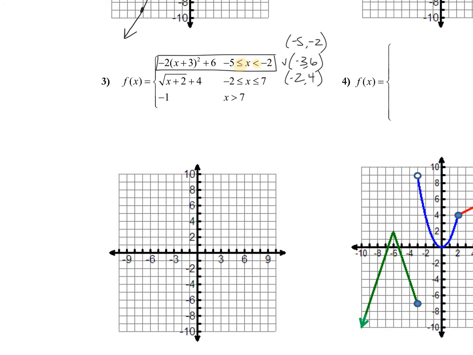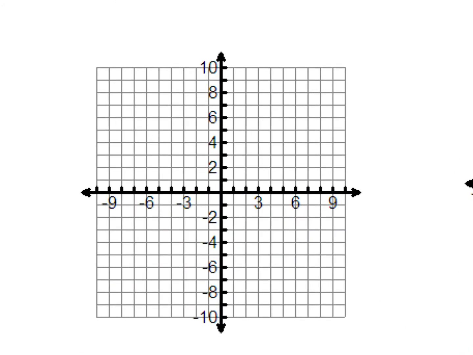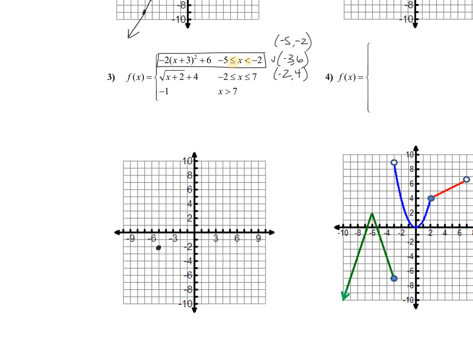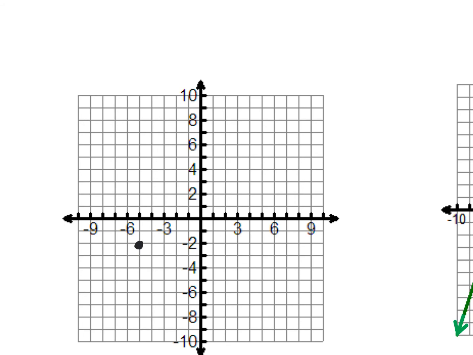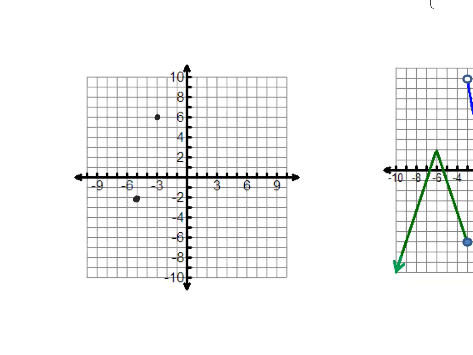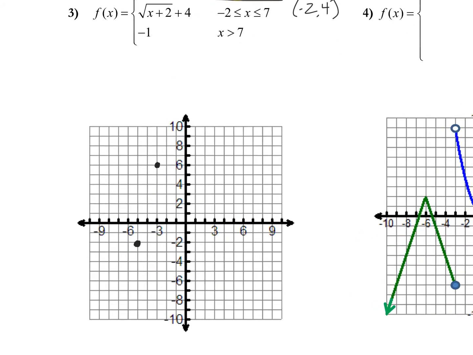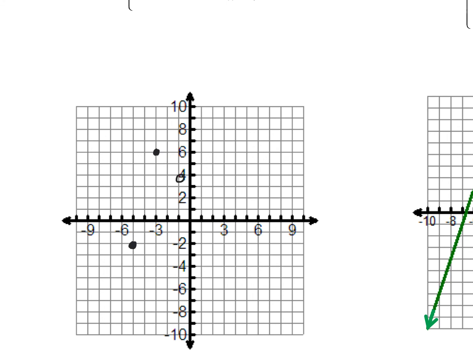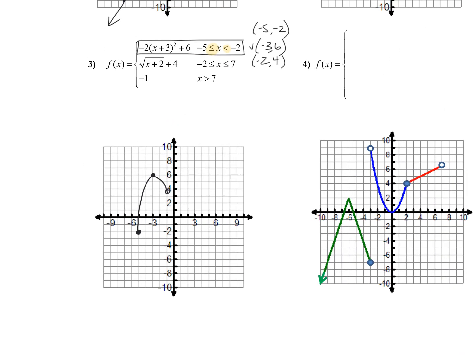So let me graph that. The -5 is a closed circle, -5, -2. I have a vertex of -3, 6. And then -2, 4 is an open circle. Okay, cool. That looks like a good looking U shape to me. So that's the first part.